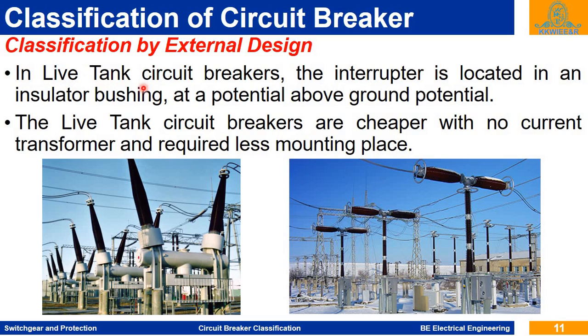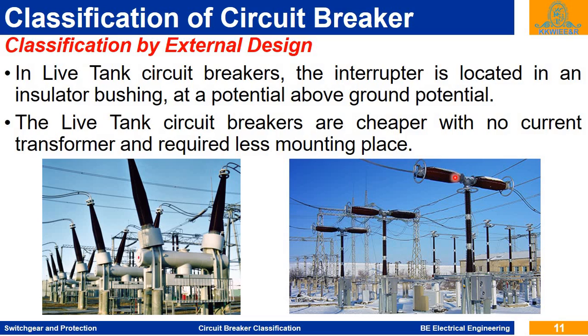Then next is the live tank circuit breaker. The interrupter is located in an insulator bushing above the ground potential. In this live tank circuit breaker, you can see the incoming and outgoing terminals are connected to this horizontal bushing. In this horizontal bushing, the moving contact or switching contact is provided here. And this is at the higher potential, which is more than the ground level.